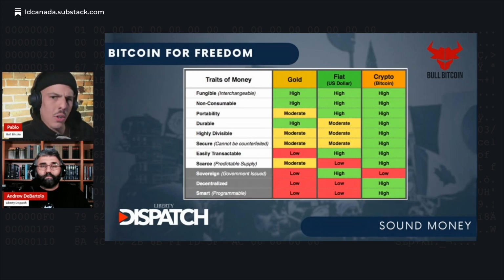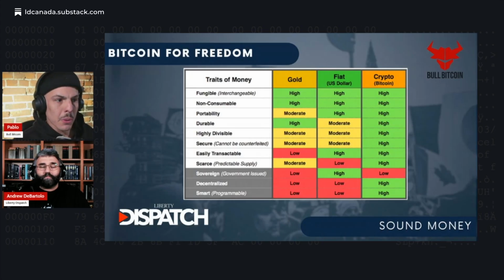We took a dip in between gold and Bitcoin, which was called fiat currency. So we can see these three currencies lined up here on screen. And if you cast your eyes to the right-hand column where it says crypto, or Bitcoin to be specific, we see that Bitcoin has a large amount of qualities that we'd like to see in a sound money. So Bitcoin is fungible. One Bitcoin is interchangeable for another.